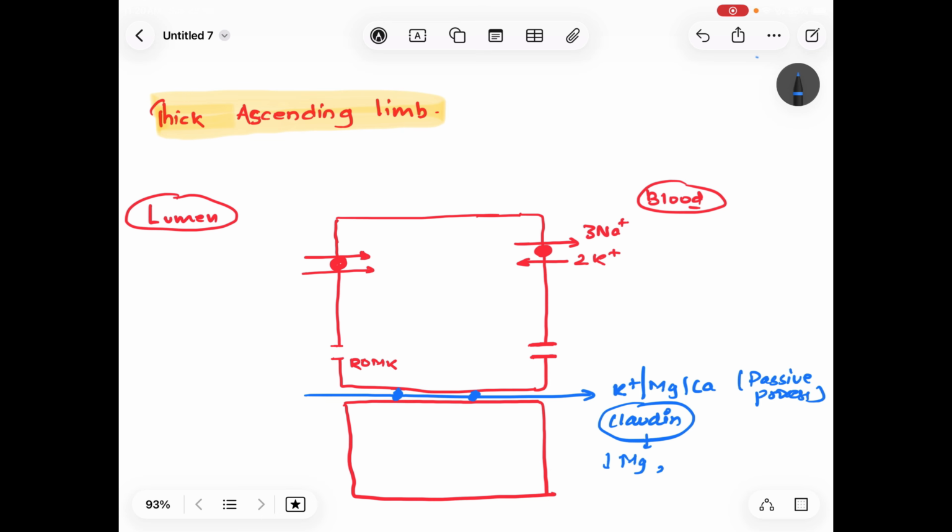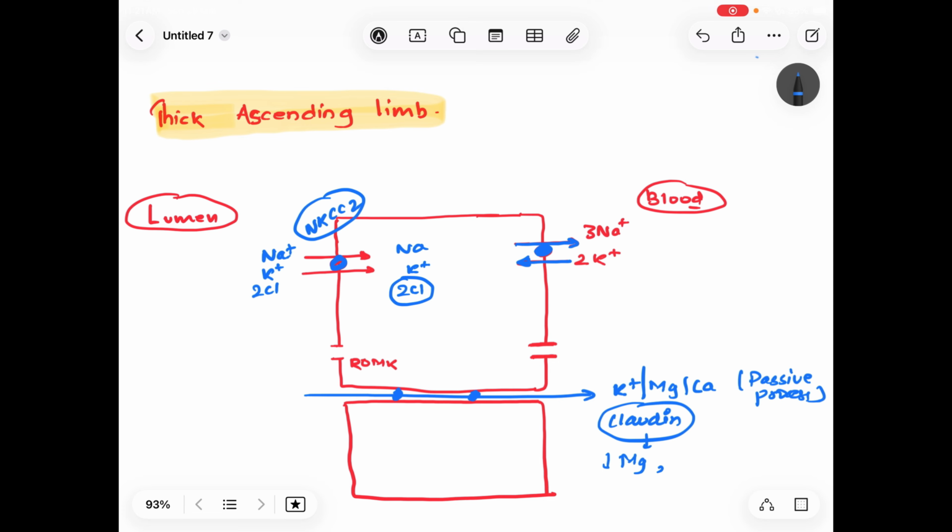Okay, now coming to the second important pathway, which is the transcellular pathway. We already know in the transcellular pathway there is a pump which creates a gradient inside the cell, which is the sodium potassium ATPase. Utilizing this gradient, ions move inside the cell. So in the TAL we have an important channel protein known as NKCC2. Through this channel, 1 sodium, 1 potassium and 2 chloride move inside the cell, utilizing this gradient.